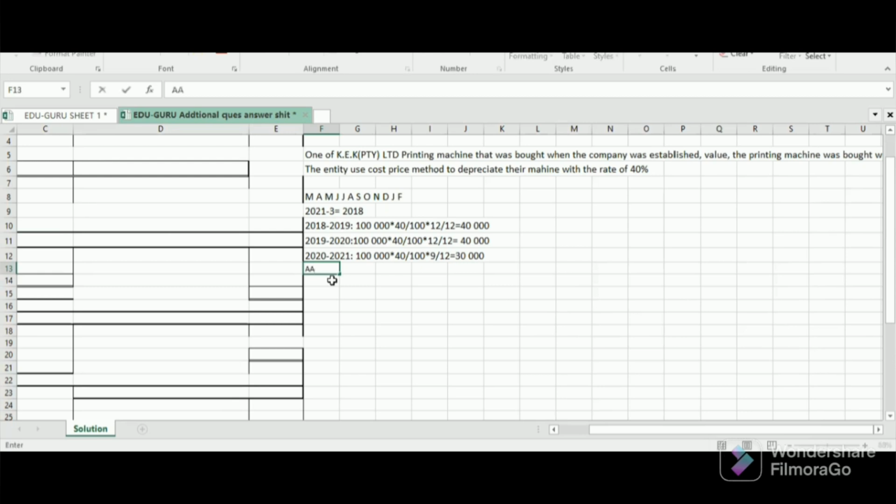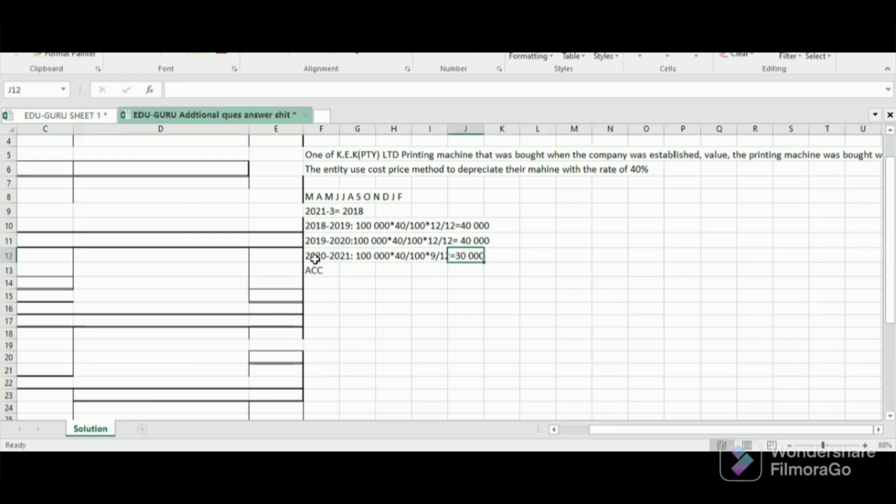I'm calculating my accumulated depreciation at the end. Whenever you're going to do a fixed assets note, guys, please just follow this principle, or this process, before you conclude that my depreciation is 30,000. Now we have calculated the depreciation for the current financial year of 2020 to 2021.